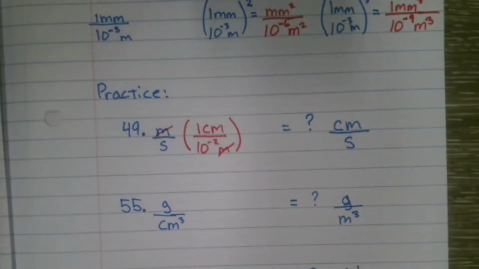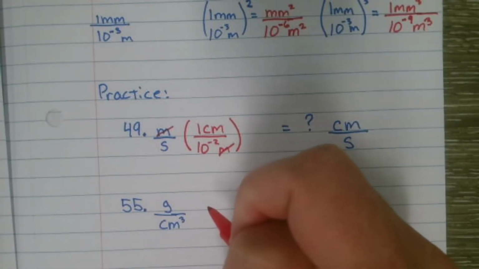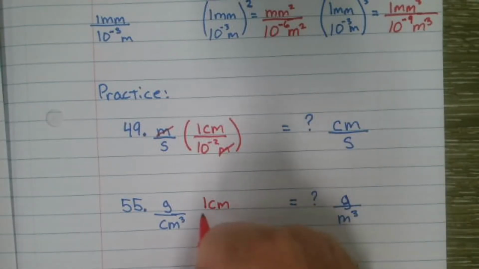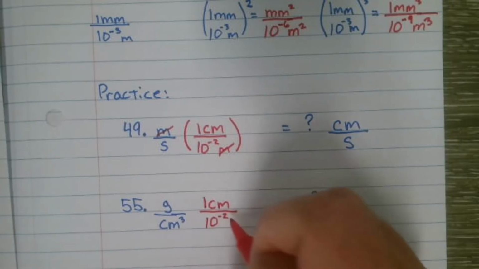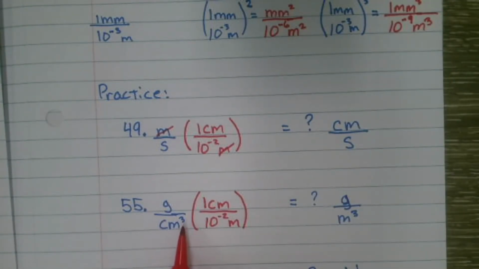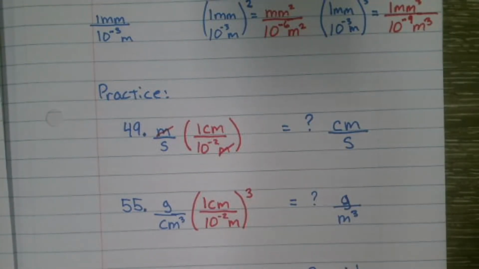we have 55 grams per centimeter cubed, and we want to get grams per meters cubed. So what's the relationship between centimeters and meters? Well, we know that 1 centimeter is equal to 10 to the negative 2 meters. But this is centimeters cubed, so we need to cube this whole thing. And when we do that, that gives us centimeters cubed, and that gives us meters cubed, and that's what we're looking for.